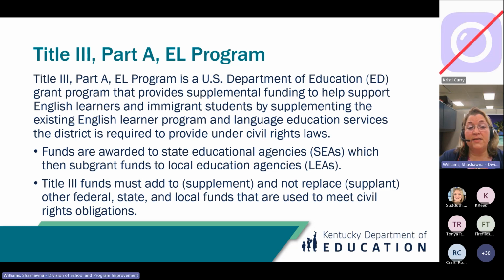Funds are awarded to state education agencies, which then subgrant funds to local education agencies. Title III funds must add to or supplement and not replace or supplant other federal, state, and local funds that are used to meet civil rights obligations.